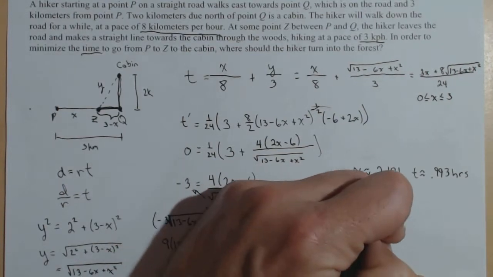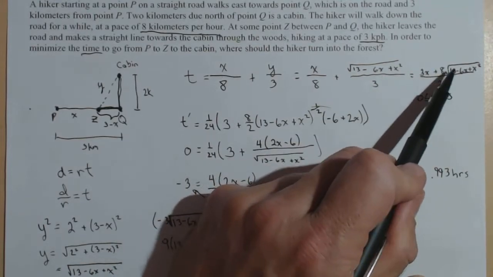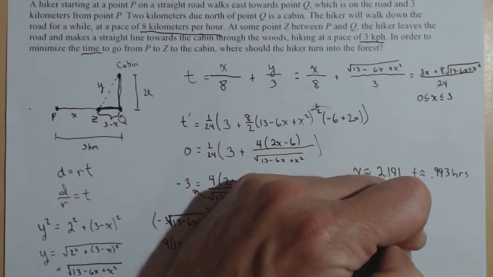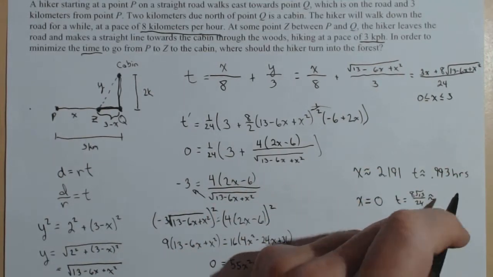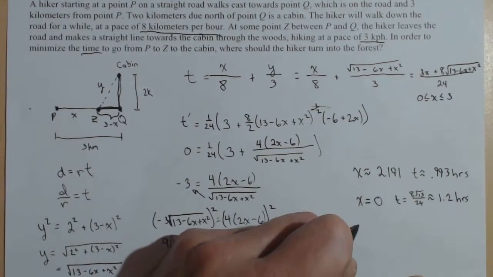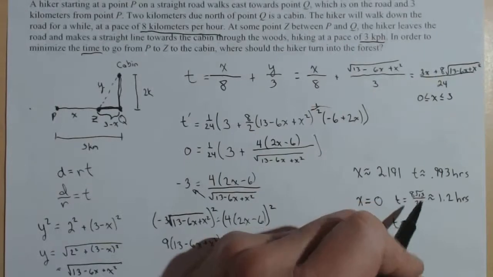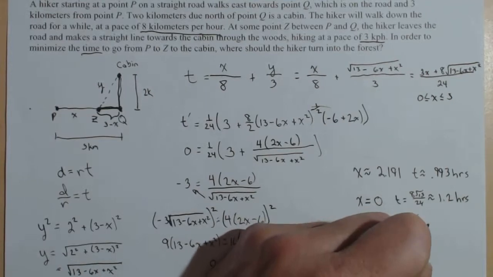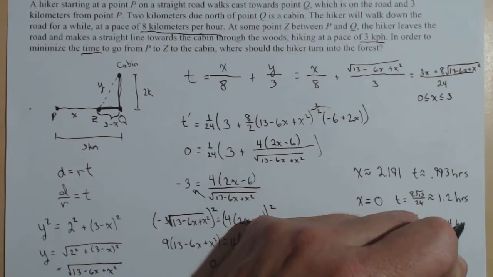Now I also have to check my endpoints. x equals 0 gives a t of, if we plug 0 in here, that zeroes out everything except for the radical 13. So 8 radical 13 over 24. It might be easier to compare if we have a decimal. The decimal approximation of this is about 1.2 hours. And we have to check our other endpoint, x equals 3. The exact value at x equals 3 is 25/24, which as a decimal, just going to 2 decimal points, is enough to compare at 1.04 hours.